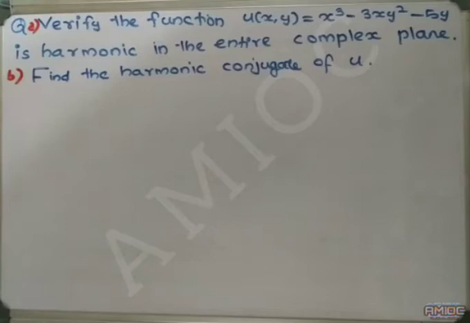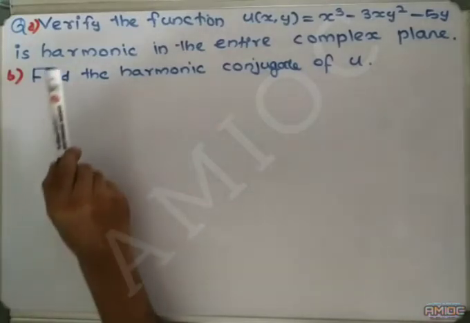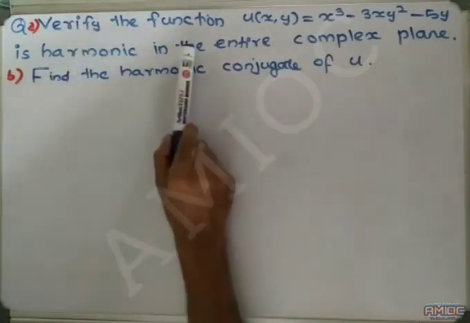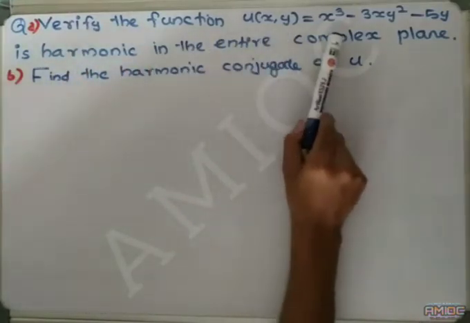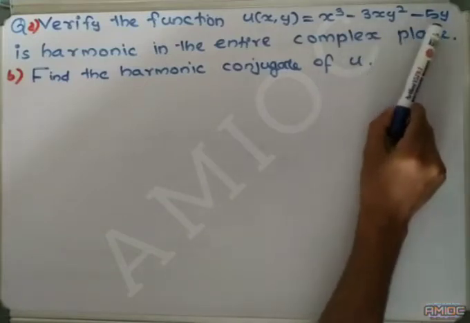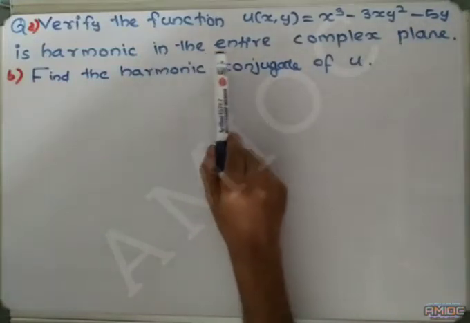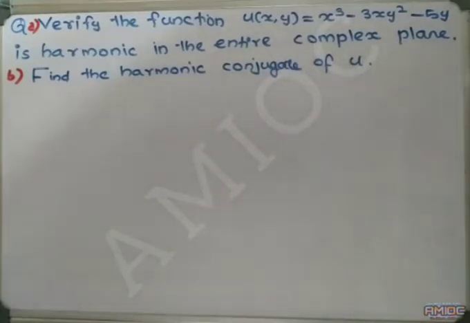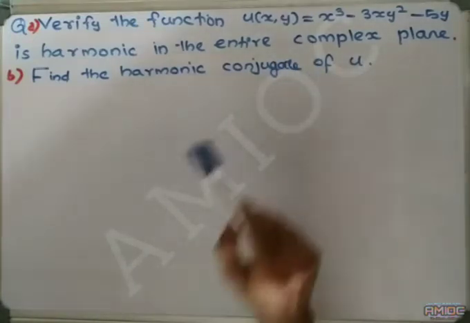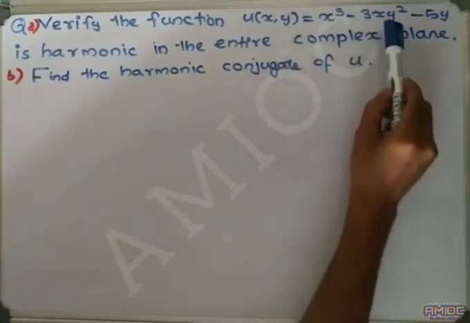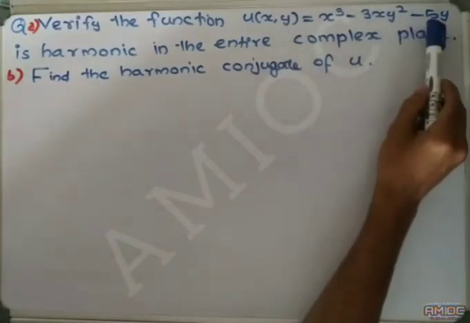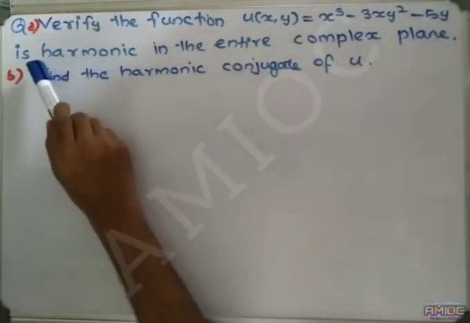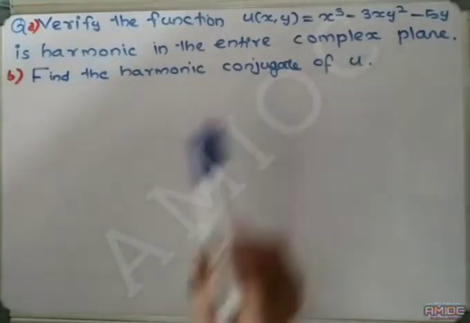Hi friends, welcome all. In this video, we are dealing with a question relating to harmonic functions and analytic functions. And the question is given by: verify the function u of x, y equal to x cube minus 3xy square minus 5y is harmonic in the entire complex plane. That means we are given a function x cube minus 3xy square minus 5y. We have to verify whether the function is harmonic in the entire complex plane.